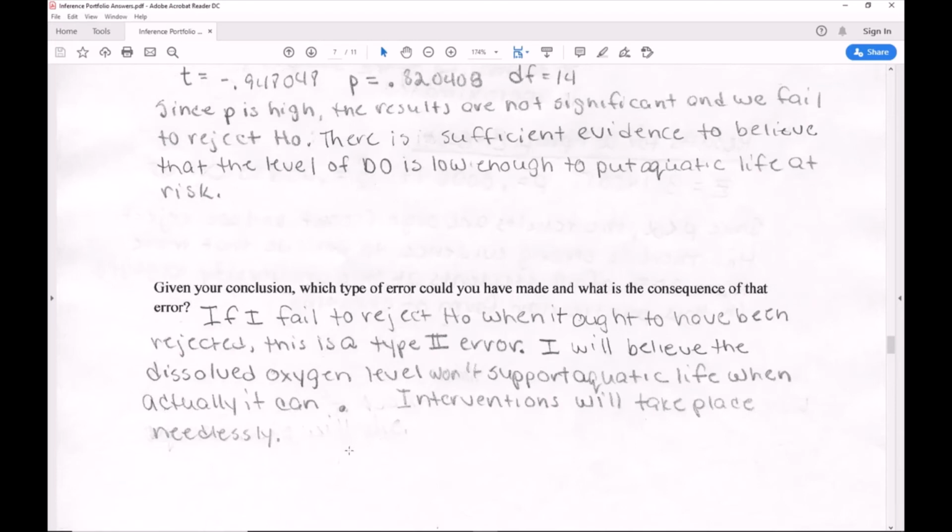All right, so I want to make sure that you can figure out the type 1, type 2 error, because I have a real strong suspicion you'll run into this on your AP exam. Type 1 is rejecting H0 when it's true. Type 2 is accepting it when it's false.